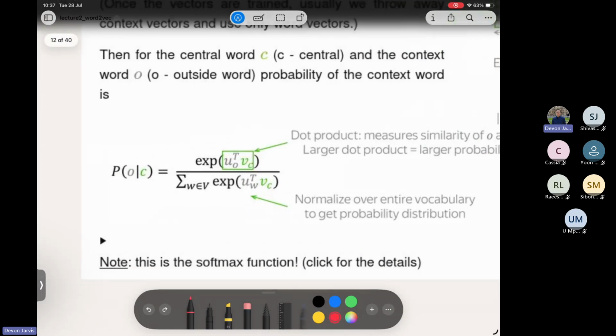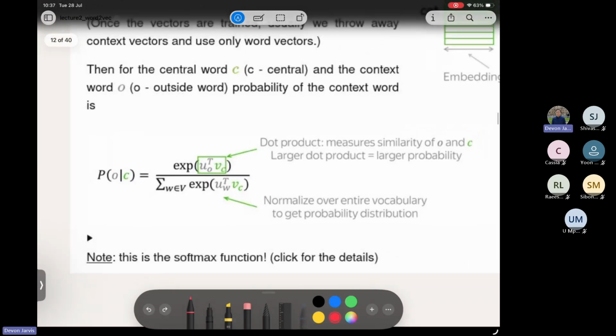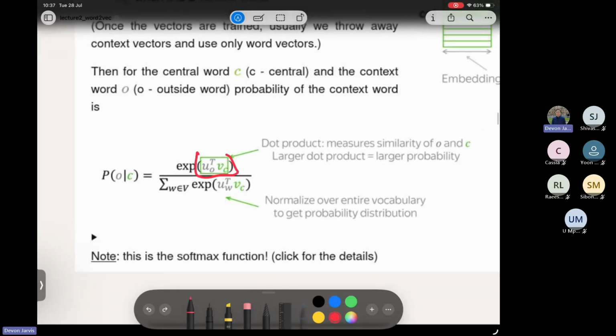So for a central word and a context word, the probability over the context is the following. We take the dot product between our focal word and the current context word we want to predict. And then you say, what about every other word in our vocabulary? You're normalizing over the entire vocabulary, and you get this probability distribution. So w is an element of capital V, our vocabulary. All we're doing is summing over that and dividing. This is called the softmax function. It is the simplest way of getting a probability distribution.